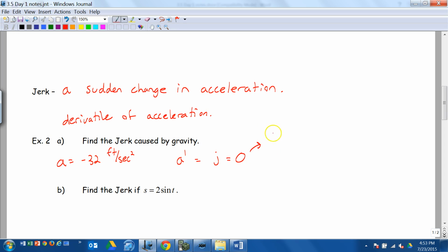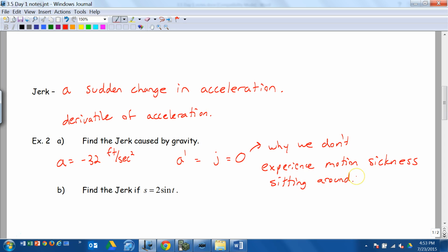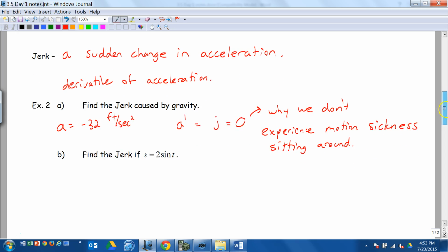Which is a good thing, because if the acceleration on Earth was changing, you would be getting sick just sitting around. You know what motion sickness is caused by? By jerk, change in acceleration. That's why people get sick in cars. So this is why we don't experience motion sickness, I guess unless you have vertigo, but that's a whole different problem. But just from gravity, we don't experience motion sickness. It would be terrible if we did, if the gravity kept changing while we were just sitting there.